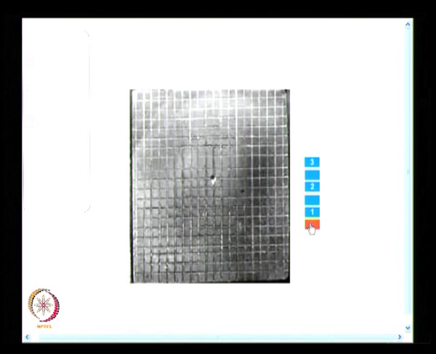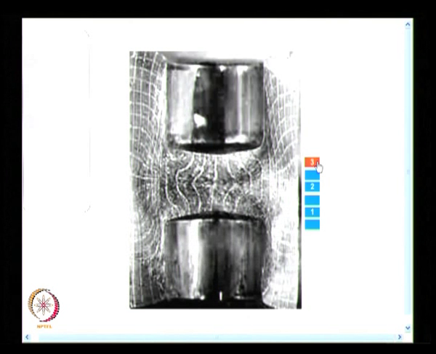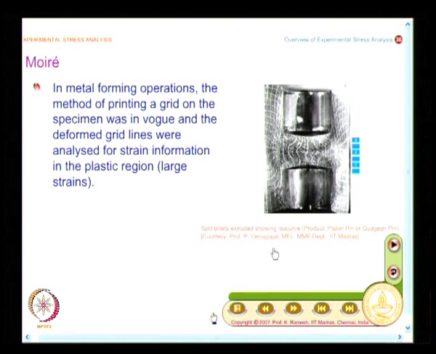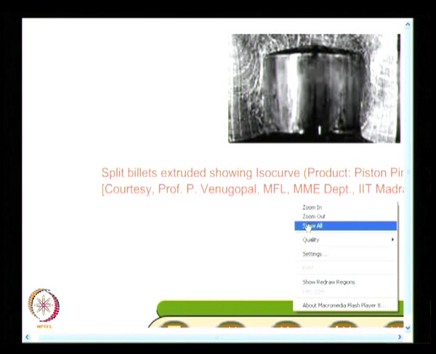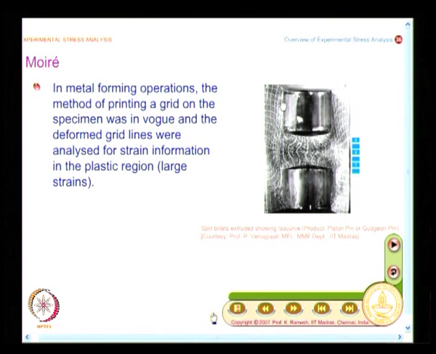You could see here I have the grid initially and I have the final grid so much deformed. So, I can really make some kind of quantitative information from this. In fact, the credit for this goes to Professor P. Venugopal of the manufacturing, materials and metallurgical engineering department, IIT Madras. What you have seen is a Gudgeon pin, that is what this information shows. People have always put a grid, and they have always wanted to find out very small deformation. This is for large deformation, it is okay.